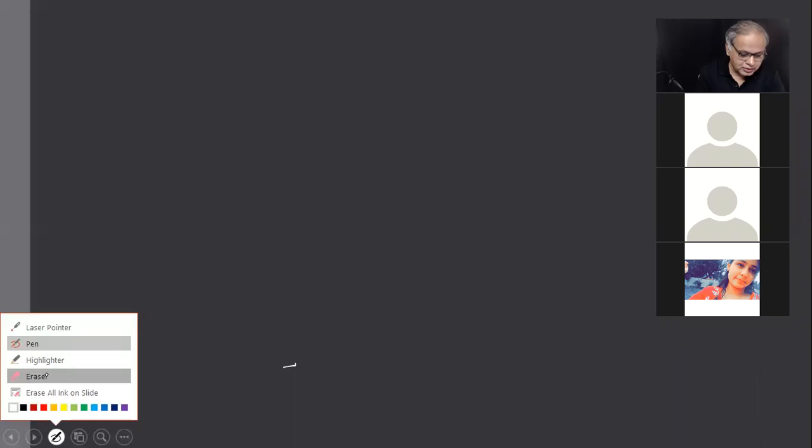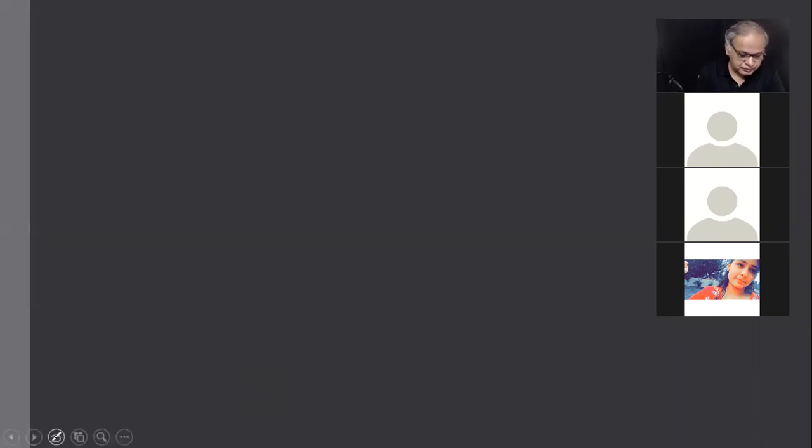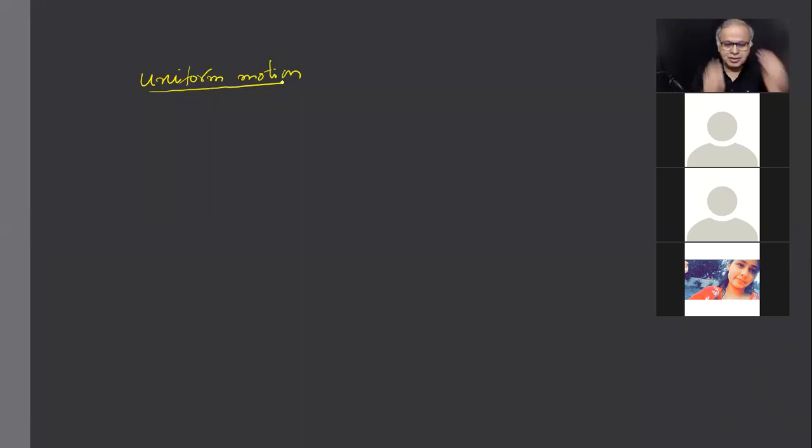I'll just show that in visual terms, as I told you. Look. First of all, uniform motion. What is it? I'll show you. The body continues to be in the state of rest or uniform motion. Don't we say that in Newton's first law? The word used in Newton's first law.